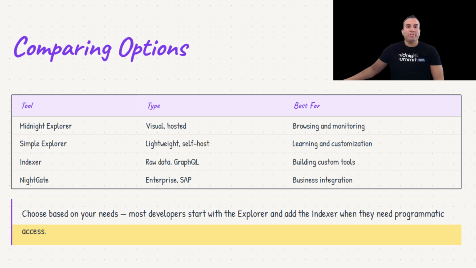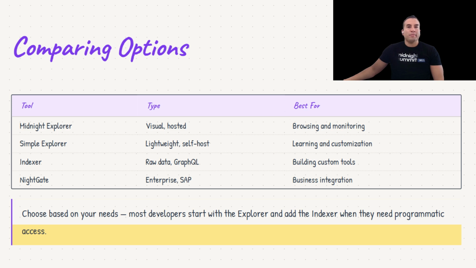The indexer directly: raw GraphQL, best for building custom tools. When you need programmatic access, skip the Explorer UI and query the API directly. NightGate: enterprise SAP integration, best for business applications. If you are in that world, you know you need this. Most developers start with the Explorer for visual browsing, then add direct indexer access when they need to build something custom. That's the natural progression.